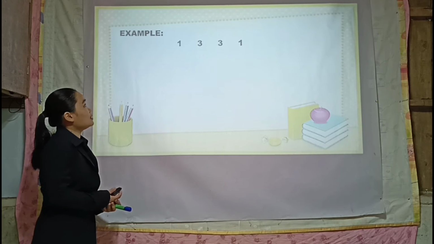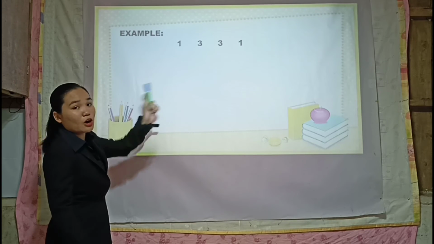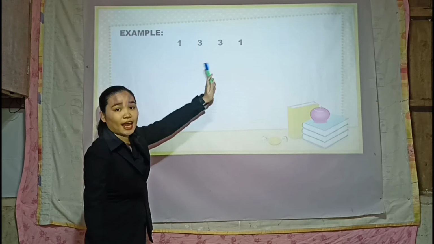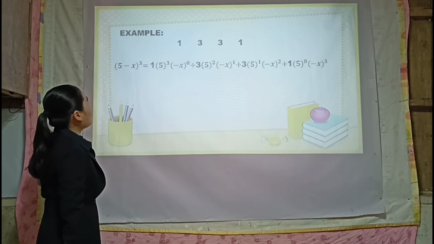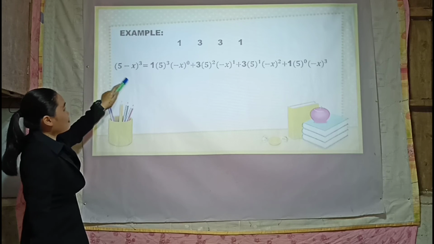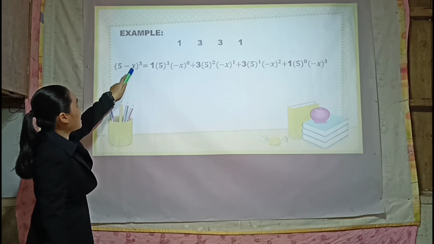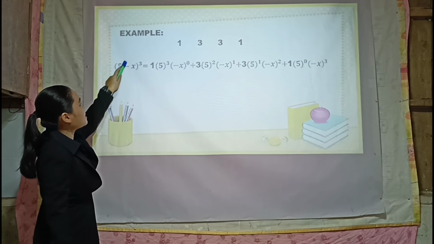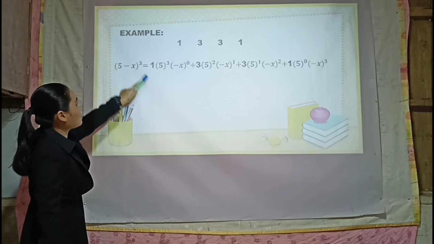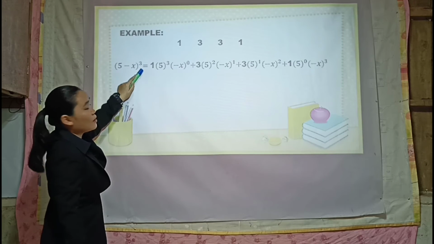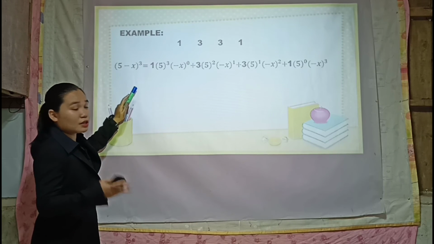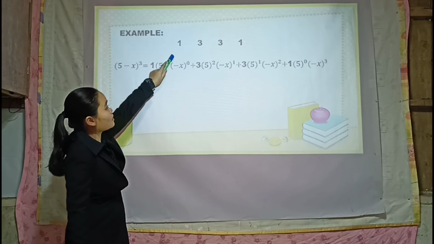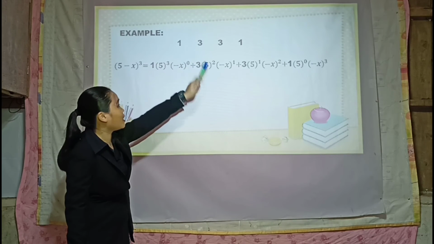for you to understand. So, we have the coefficient from Pascal's triangle. We have 1, 3, 3, and 1. So, from this given expression, 5 minus x cubed. Our a here is 5 and our b is negative x. So, since our n is 3, there are 4 terms because 3 plus 1 equals 4. And the coefficient in each term, we have 1, 3, 3, and 1.